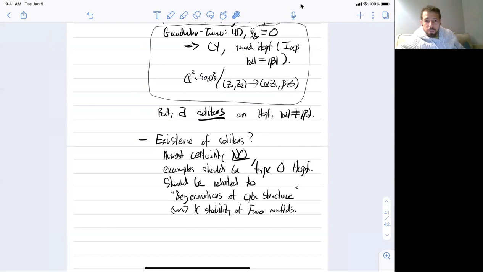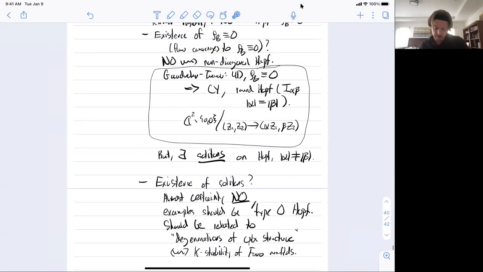When you say solitons, you mean also compatible with one of the two complex structures at least? Or? Yeah.